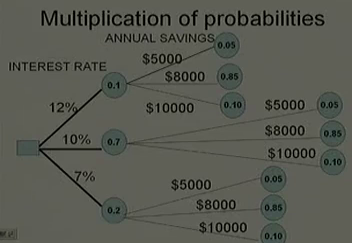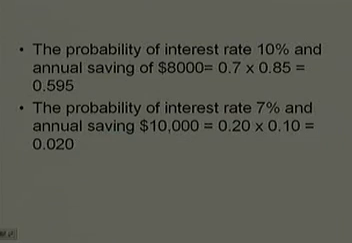Now suppose looking at this particular diagram, somebody asks me, what is the probability that the interest rate is going to be 10% and the annual saving is going to be $8,000? You can note it down. I am interested in finding the probability of interest rate 10% and an annual saving of $8,000. So notice the term and. Whenever you find this and that, you understand that this is a problem of multiplication of probabilities. Whereas if you notice the term or, think that it is a case of additive probabilities.